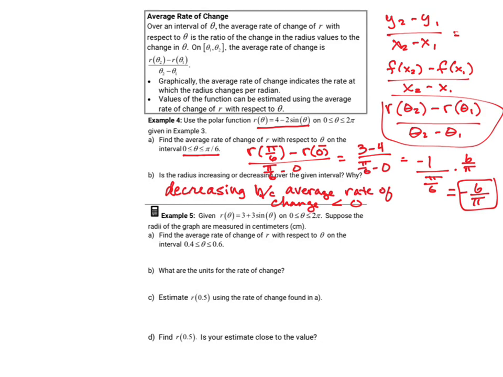Yeah? Okay, calculator time. We're going to try this, and we're going to try it not taking 79 minutes. Given r of theta equals 3 plus 3 sine theta, you're going to put that in your calculator. Find the average rate of change of r with respect to theta on the interval from 0.4 to 0.6.